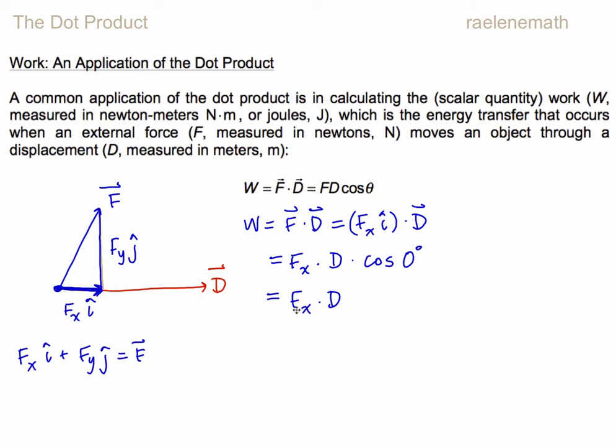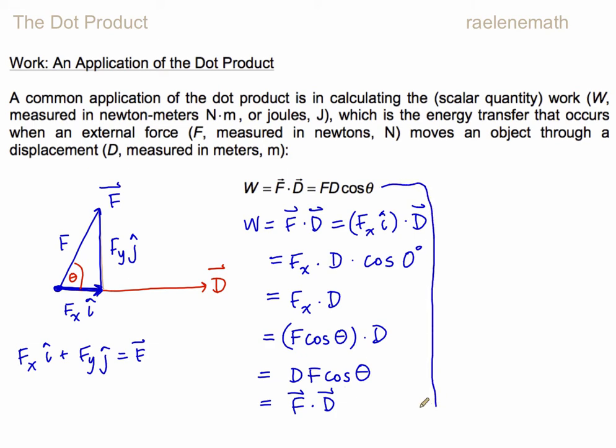But if we realize fx is the adjacent side of a triangle with an internal angle here of theta, and the hypotenuse of this triangle is the magnitude f, then the fx magnitude is nothing more than f times the cosine of theta. And if we rearrange that equation, we see that d f cosine theta is the same as the dot product that we started with in the first place. So the point here is to notice that when we want to calculate work, we really need to find the component of the force that is in the same direction as the displacement.